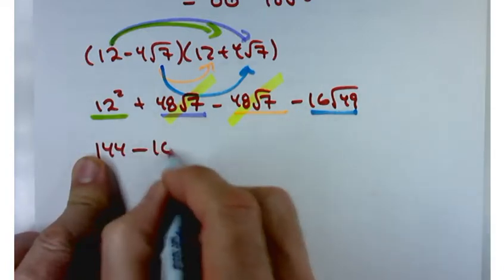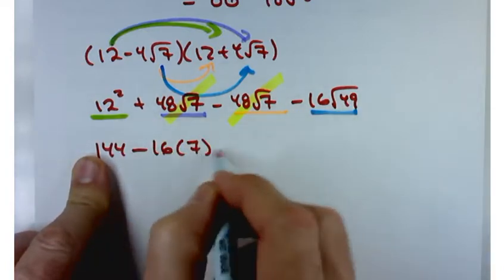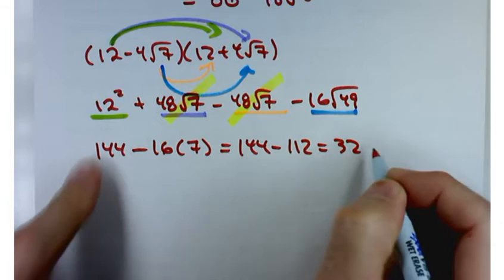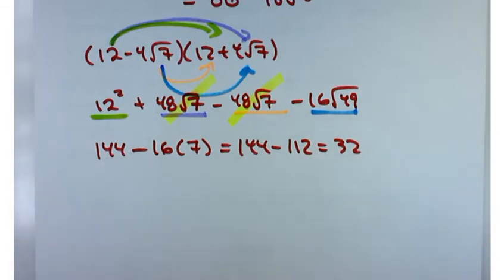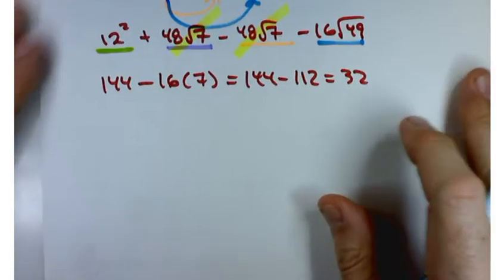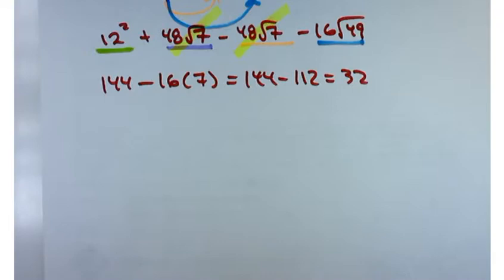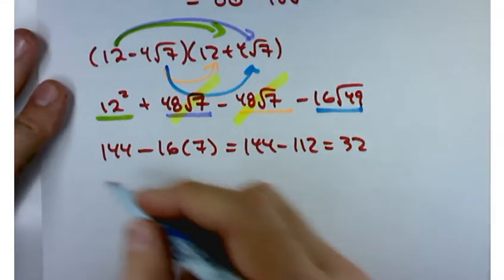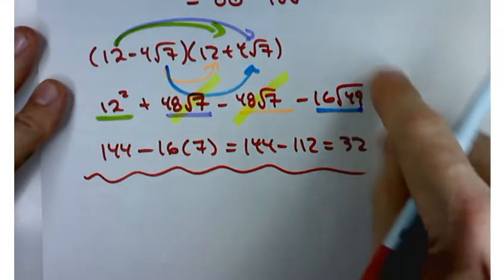144 minus 16 times what? 7, which is 144 minus 112? So 32. Wow, that worked out great. We started out with all these ugly roots, and we ended up with just a nice, friendly number, 32. We're going to need that result later on. Any other comments or thoughts on that one? Yeah, that's it. Like I said, we are going to use this kind of result later.